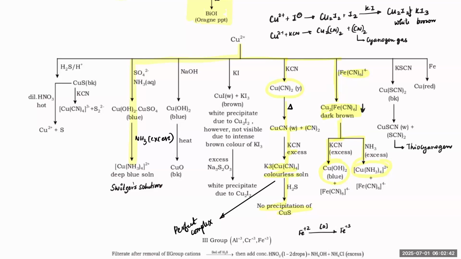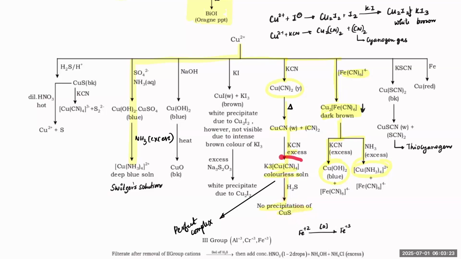Next, when you react with KCN, you get a yellow colored precipitate of cupric cyanide. On heating, that converts into CuCN plus cyanogen. Even if you do not heat, over a prolonged time it disproportionates to give CuCN and (CN)2. Got it? This CuCN is a white precipitate, and when you add excess KCN, it converts into a dissolved colorless solution, K3[Cu(CN)4], which on adding H2S does not form any precipitate.